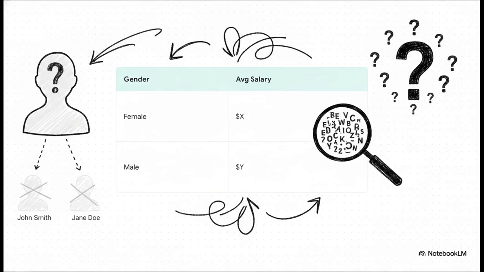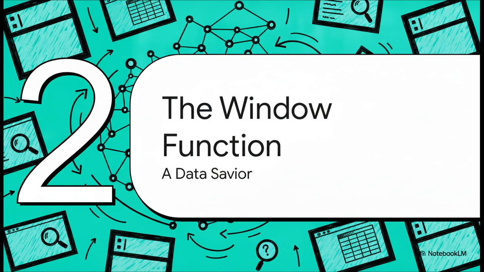We get the average, sure, but the individual identities, the actual first and last names of our employees, are completely erased. We know the female average, we know the male average, but we've completely lost the real people behind those numbers. Which brings us to section 2, enter the window function.